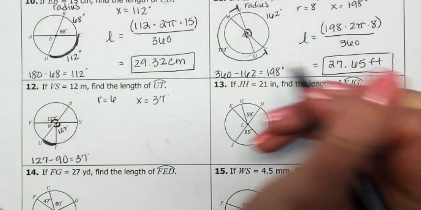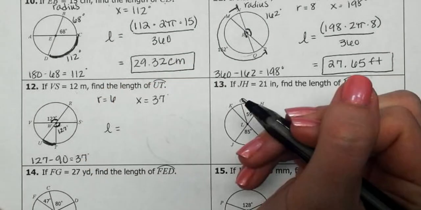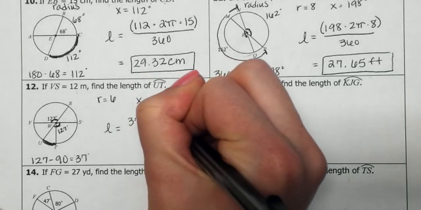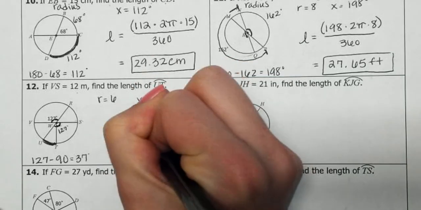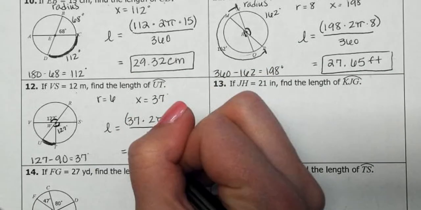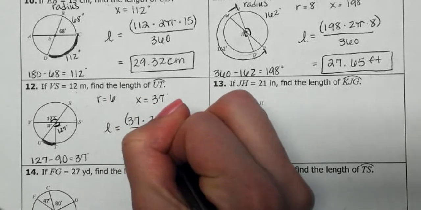So now we have the information we need. We can plug it in. So L equals 37 times 2 times pi times 6 divided by 360. In parentheses, and you can plug it in. So this is going to give me 3.87, and this is meters.